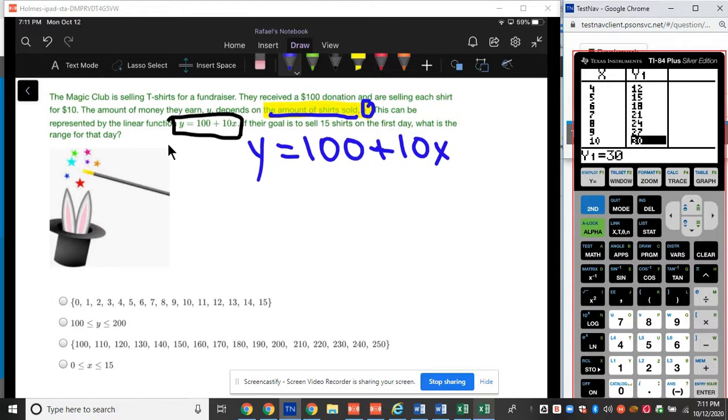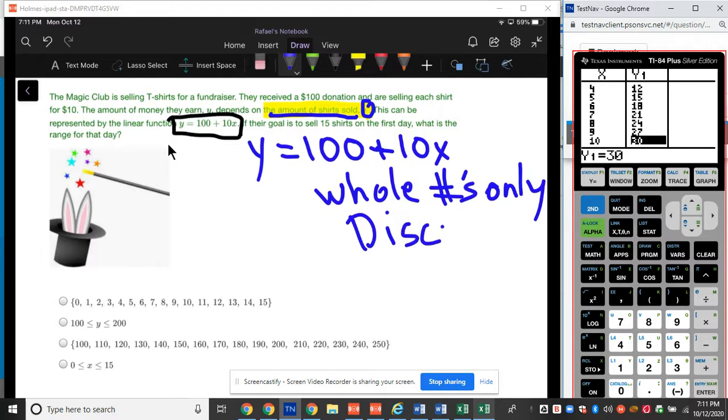So since X represents the amount of shirts that we sell, ask yourself that question. Can the amount of shirts that we sell be split up into fractions or decimals? Is somebody going to buy half of a t-shirt? No, right? So that means that since this has to be whole numbers of t-shirts only, this is going to be discrete. Okay? And discrete is a list of numbers.